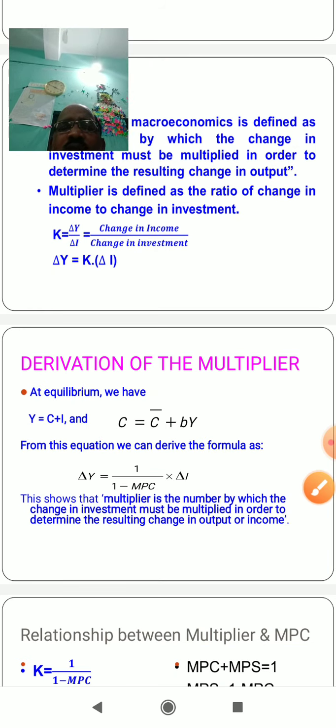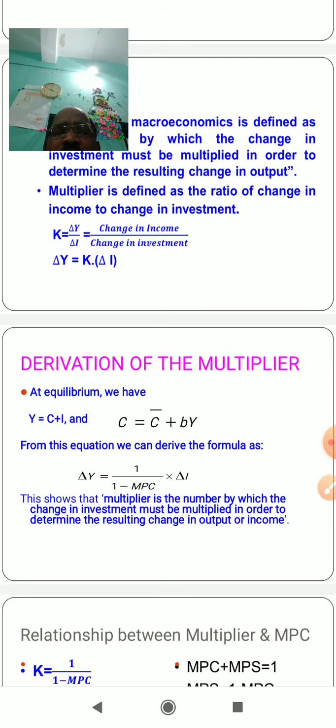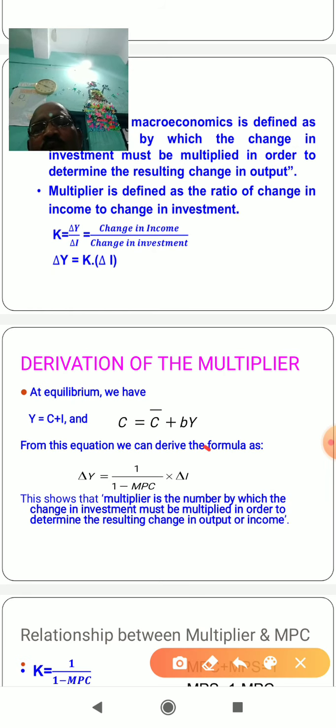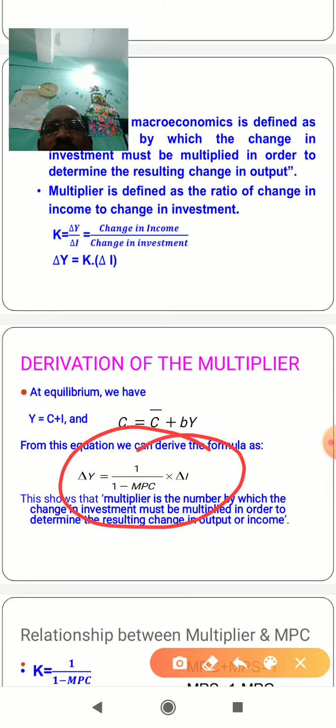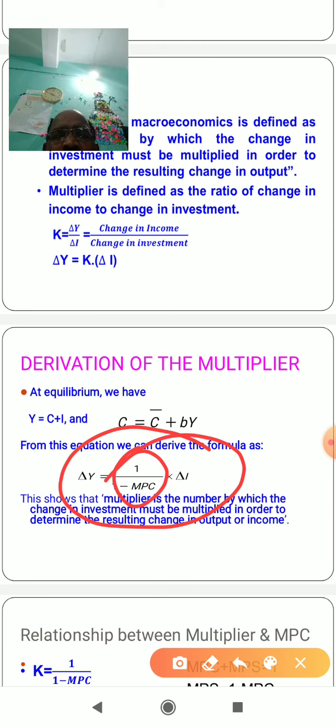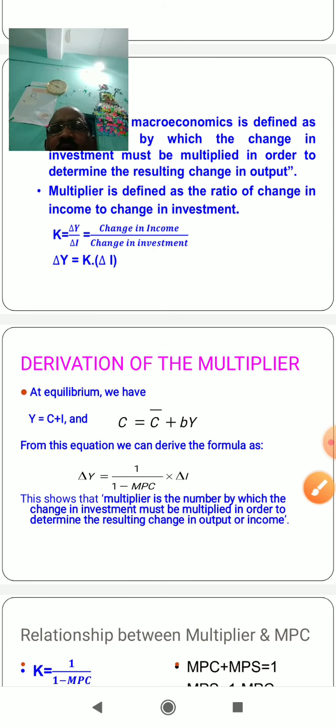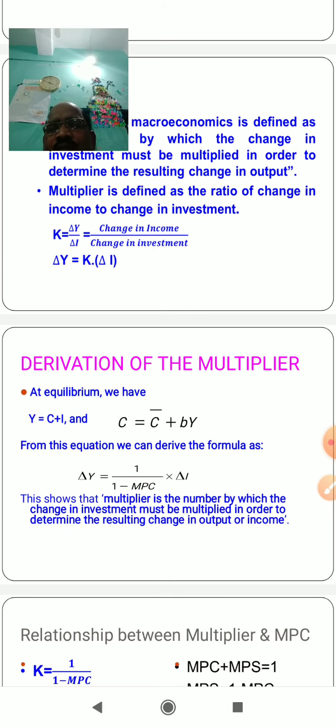From this equation, we derive the formula delta Y is equal to 1 by 1 minus MPC into delta I. What is 1 by 1 minus MPC? This 1 by 1 minus MPC is equal to the investment multiplier. It shows that the multiplier is the number by which change in investment must be multiplied in order to determine the resulting change in output or income.